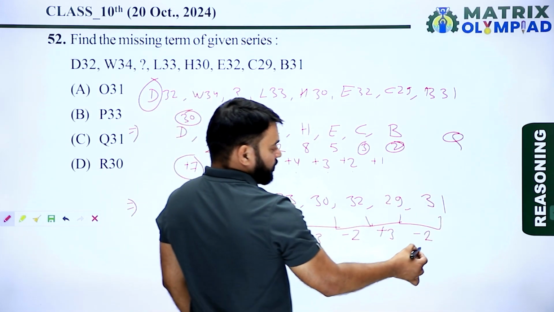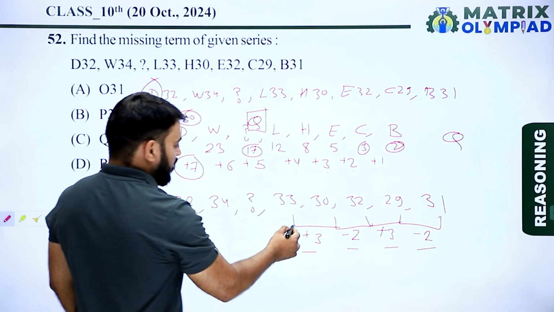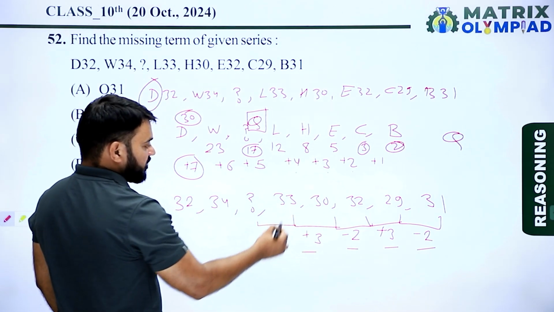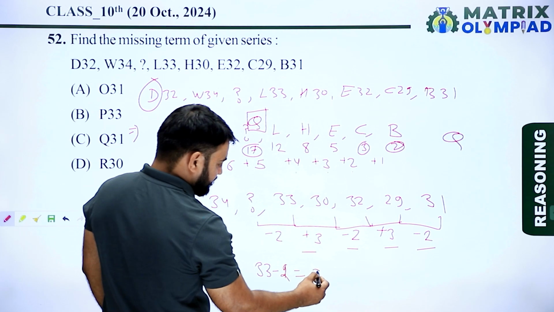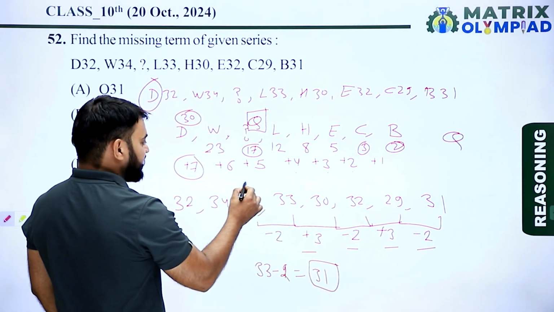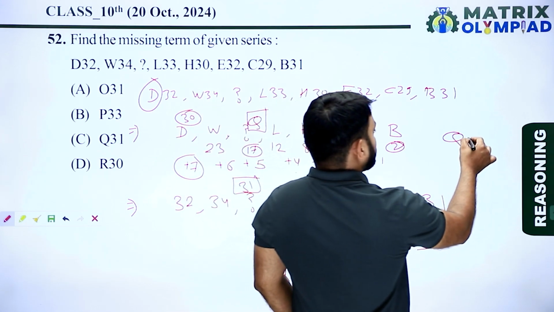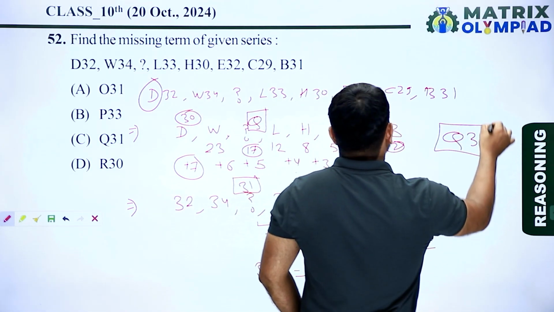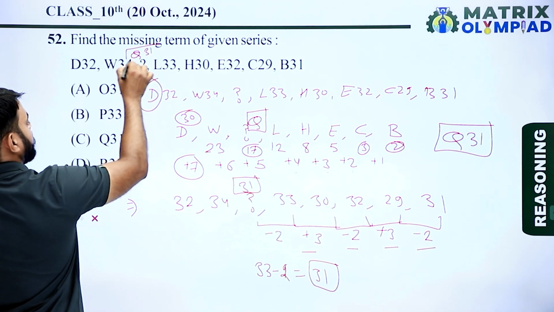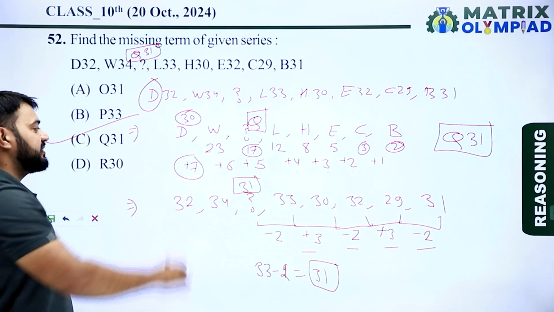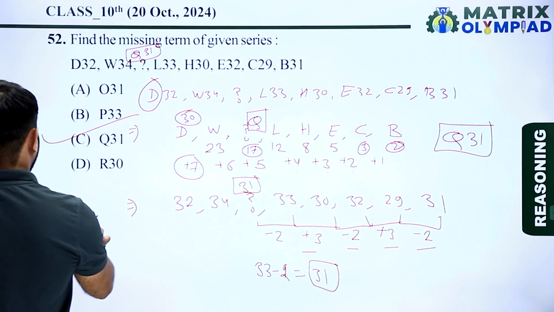So pattern is minus 2 plus 3, minus 2 plus 3. Now similarly, minus 2, 33 minus 2, it means 31. So missing number is 31. So missing term is Q31. So here option C is the correct answer of this question. Let's move on to the next question.